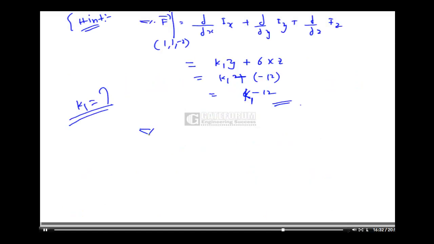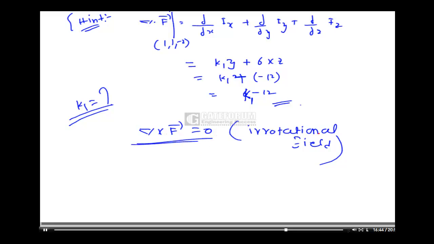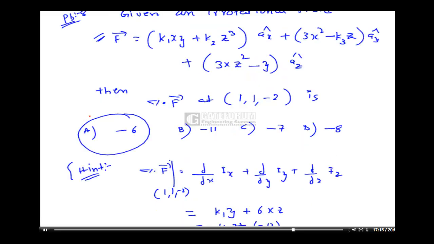Irrotational field means del cross F bar is equal to 0. So make del cross F bar equal to 0. Calculate the curl of F bar, equate it to 0 and calculate the K1 value. If you calculate, you will get K1 as 6. Therefore, del dot F bar at (1, 1, minus 2) is 6 minus 12, which is minus 6. So you will get option A. Just calculate and verify your answer.